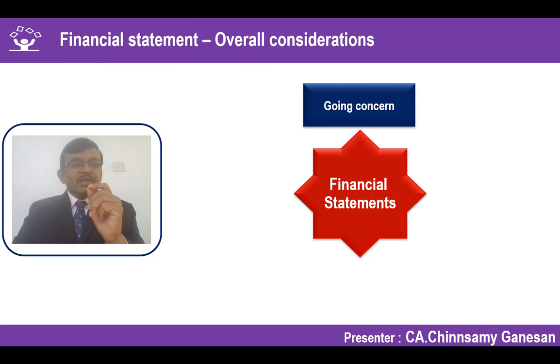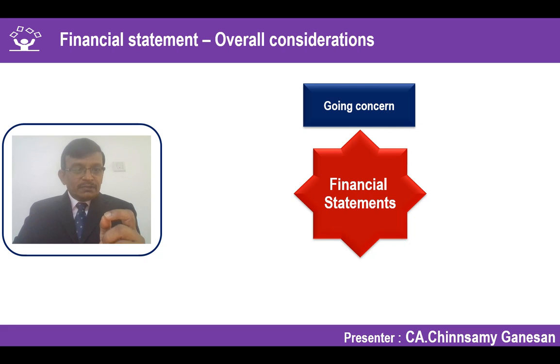every company prepares the financial statement on a going concern assumption. That means the company is not planning to curtail its operations on a significant basis, or the company is not planning to shut down its operations within the next 12 months from the end of the reporting period. This is the basic and fundamental assumption in preparation of the financial statement.